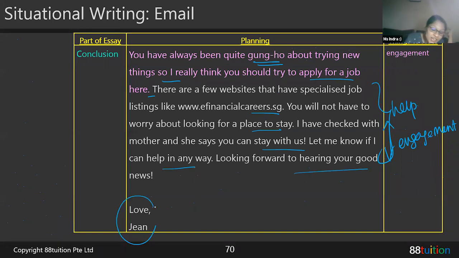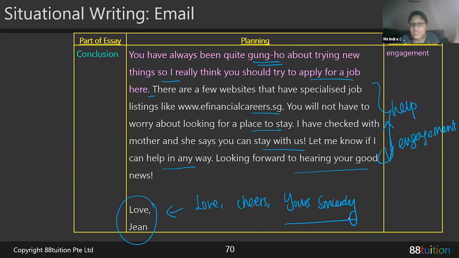So when you want to sign off an informal email or letter, you can always say love, you can always say cheers, you can always say yours sincerely. When it's informal, it's a little bit more casual. So all these things are possible. And of course, you sign off with your name. Okay, students, so basically this is how we can structure, not a model piece, but an idea of how we can structure our situational writing piece.